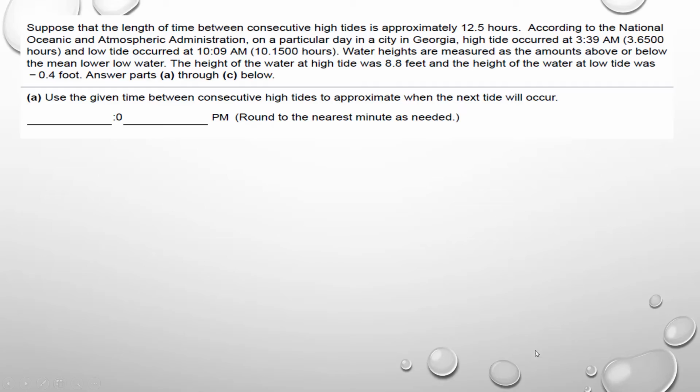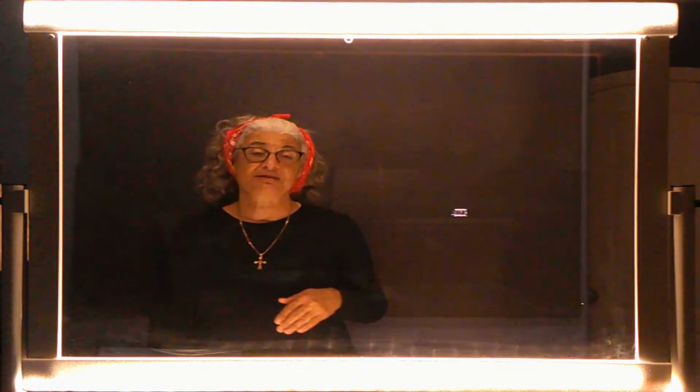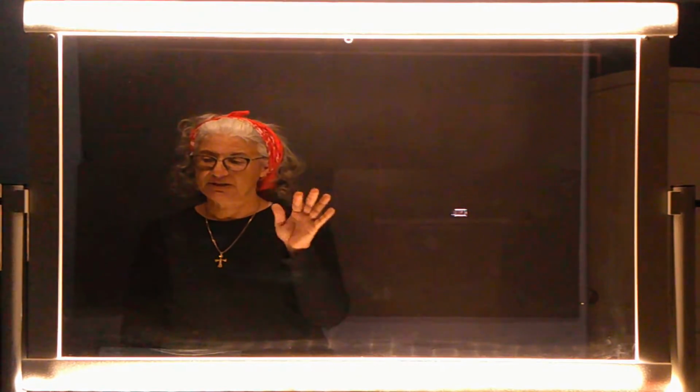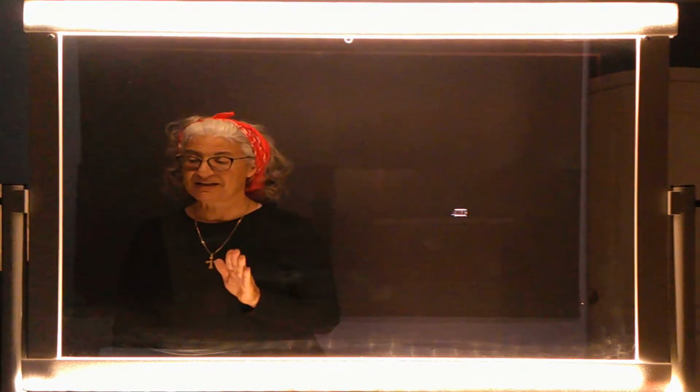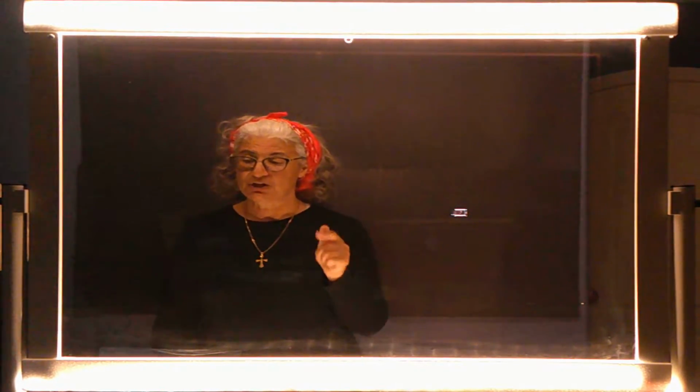Okay, so let's look at this last problem. We've already read that we are dealing with the National Oceanic and Atmospheric Administration. And they've given us the low tides, the high tides, the length of time between consecutive high tides, all that great stuff. And the first question they're asking us is to use the given time between consecutive high tides to approximate when the next high tide will occur.